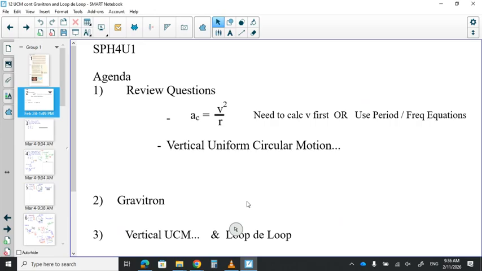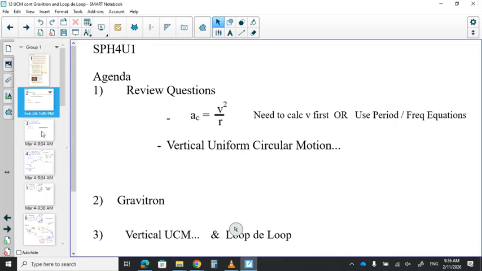We've got some review questions I've left in the file for you that I'll just scan through quickly as part of the video. The main focus of the video is going to be uniform circular motion still, and analyzing things like the Gravitron ride at the fair, and a vertical uniform circular motion example, the loop-de-loop. So think of the little tracks for little cars, and you'll see in the video, a little loop-de-loop, right? It goes upside down through a loop. So let's get at it.